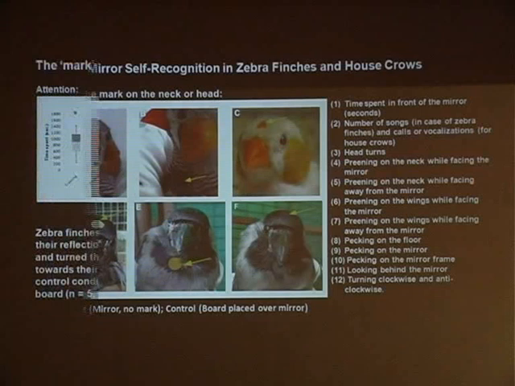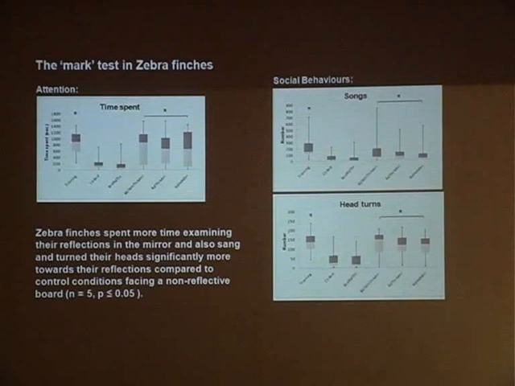So what we found was that when this test was performed on zebra finches, they spent a lot of time observing their reflections, not only during the training trials, but in all the mirror conditions. The zebra finches spent a lot of time looking at the mirror, but not during the board conditions, either the control board where there was no mark placed on it, or when the mark was placed on its neck or on its head, but the board was covering the reflection.